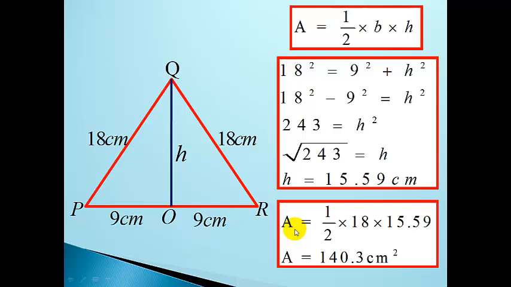And so now the area of the equilateral triangle will be half the base, that's the distance from P to R, which is 18, times the height, 15.59. And the area is equal to 140.3 centimeters squared.